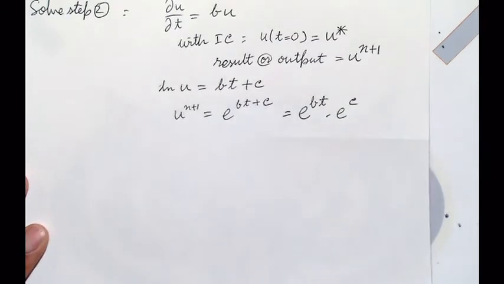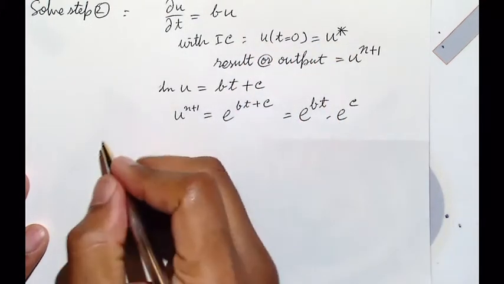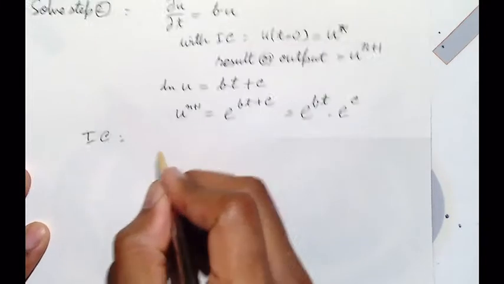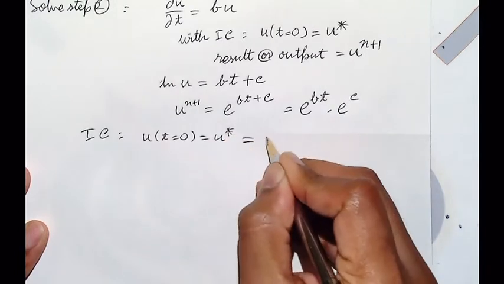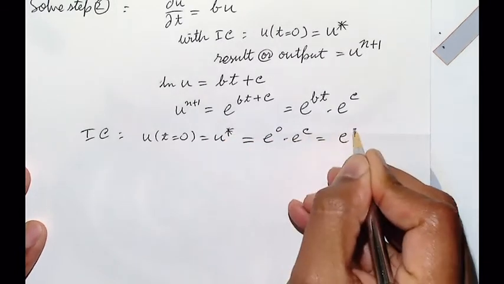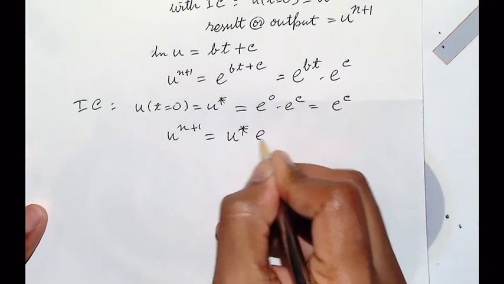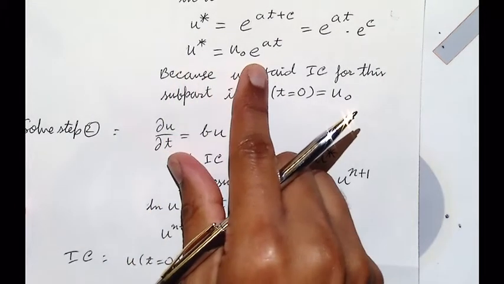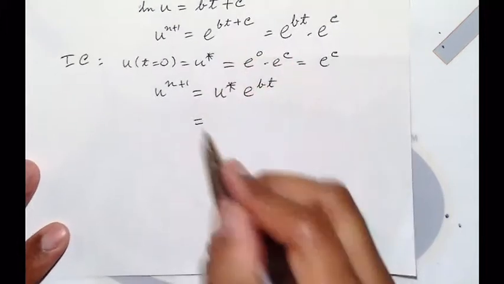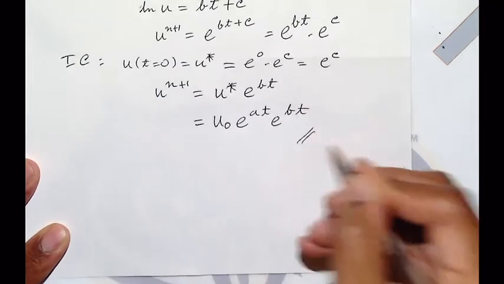We use this new initial condition instead. So in this case, u at t equals 0 is u star, which is basically e to the 0 times e to the C, which is e to the C. So we get u at n plus 1 is u star times e to the BT. What was u star? We found u star was u naught e to the AT. Let's plug that in. So we have u naught e to the AT, e to the BT.